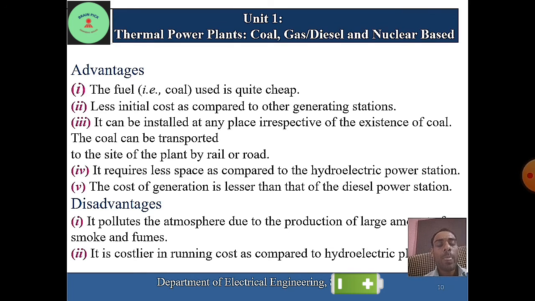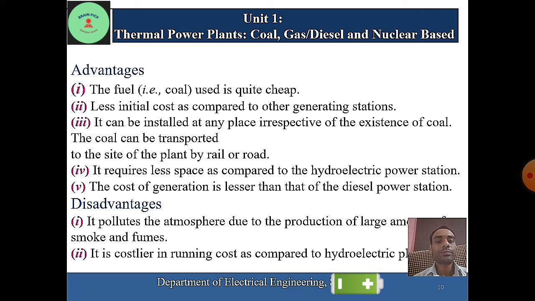Then disadvantages of coal power plant. Coal fired power plant pollutes the atmosphere due to the production of large amount of smoke and fumes. The main disadvantage of coal fired power plant is it pollutes environment. So this is the biggest disadvantage of coal fired power plant.